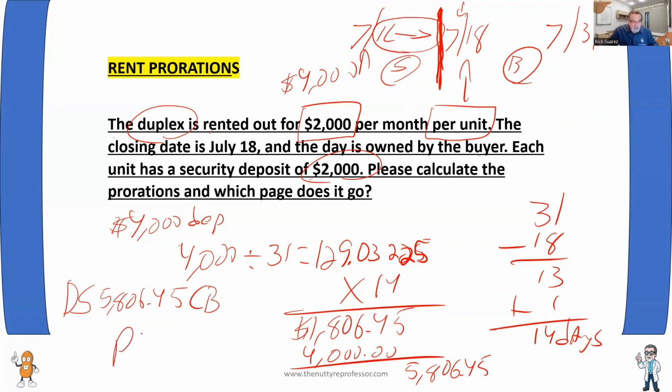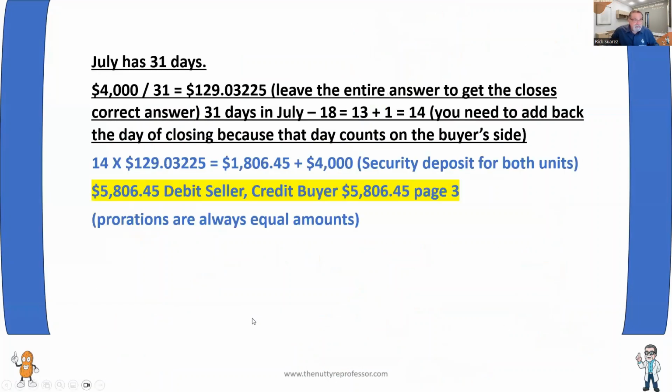And what page does this go on? This is the important part. What page does this go on? Well, it's a proration. All prorations are on page 3. That you need to know. That you need to know. Let me show it to you clean so you can understand it better.